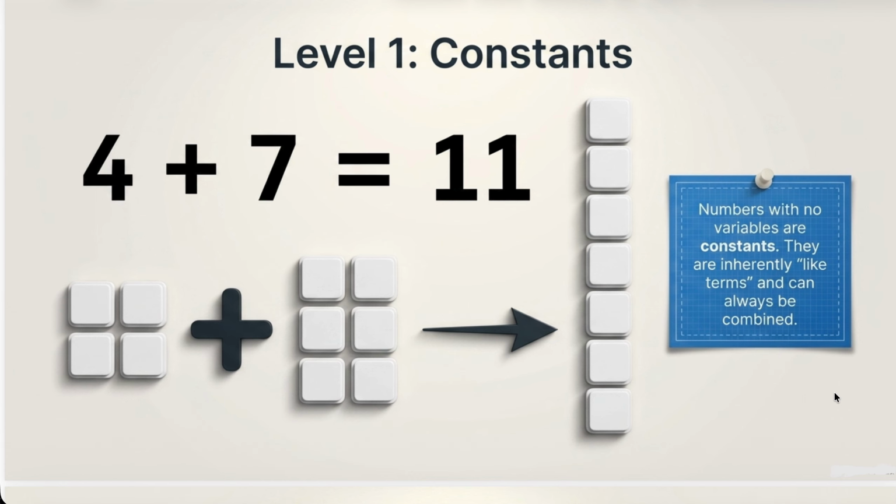Let's start with the easiest kind, constants. Constants are numbers with no variables. No x, no y. So they always combine with other constants. 4 plus 7 gives us 11. This works because they are both just numbers.